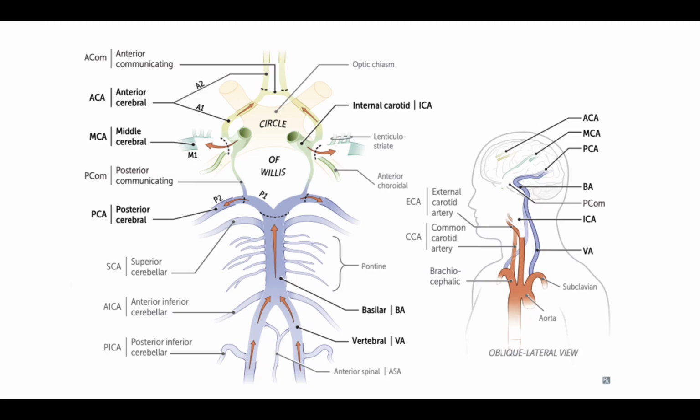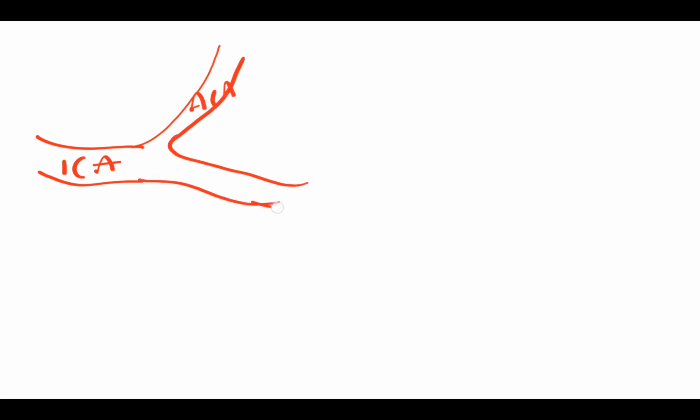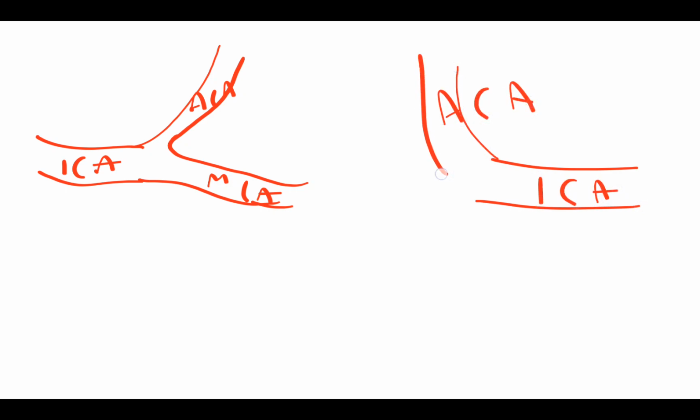As you can see here, this internal carotid artery goes here and branches off into the anterior cerebral artery here and the middle cerebral artery here. Let's draw it on a different slide to get more clarity. Let's say this is the internal carotid artery. It goes anteriorly to give the anterior cerebral artery, and it also goes to the lateral side to give the middle cerebral artery. The same thing happens on the other side as well. So the internal carotid artery goes anteriorly to give the ACA and laterally to give the MCA.